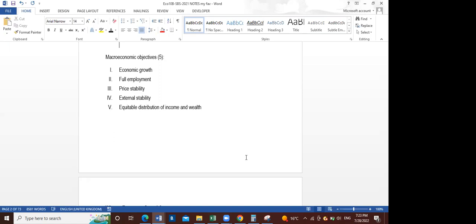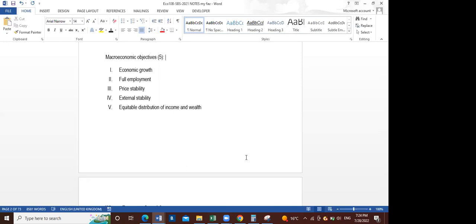The first one is achievement of what we refer to as economic growth. The second one is achievement of full employment. The third one is price stability. The fourth one is external stability. The fifth one is equitable distribution of income and wealth. So we're going to be delving into these one by one. But since today is an introductory, I think we're going to be looking at economic growth just for today. Then the rest, we're going to be looking at as time progresses, maybe from next week onwards.